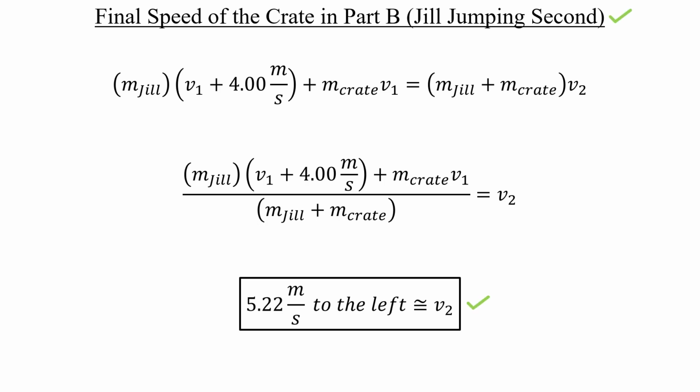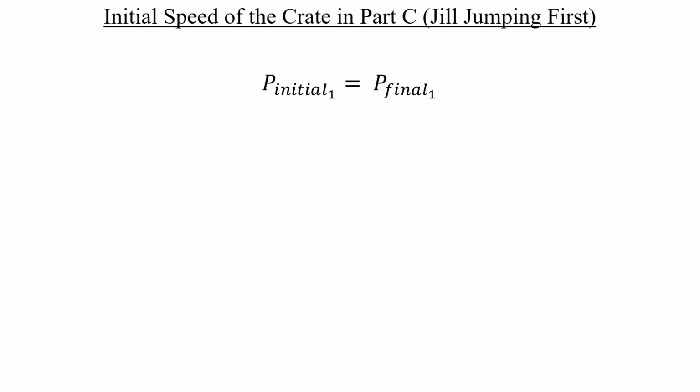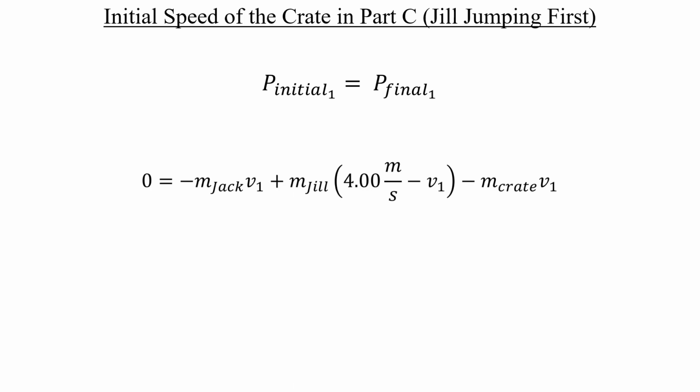For part C, we're going to do this two-stage process all over again, but with Jill jumping first. In the initial part of stage 1, nobody is moving, so the left-hand side is 0. On the right, we'll have Jill's positive momentum being summed with the negative momenta of Jack and the crate.